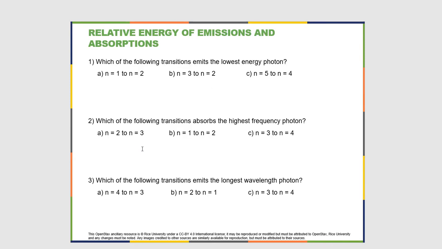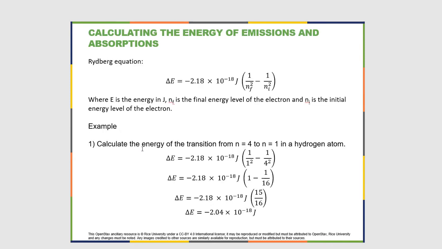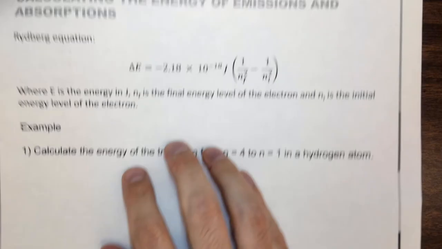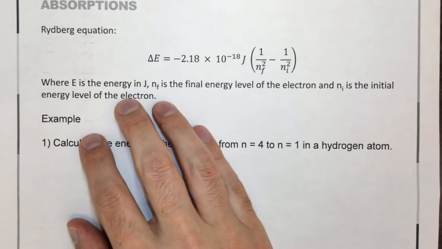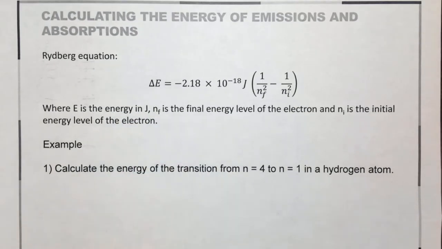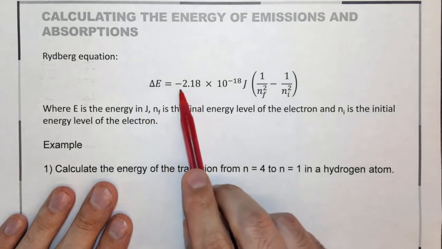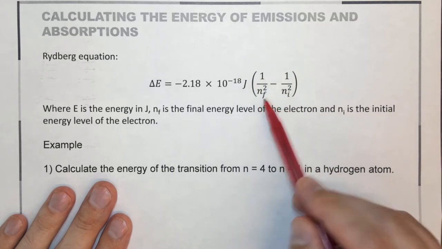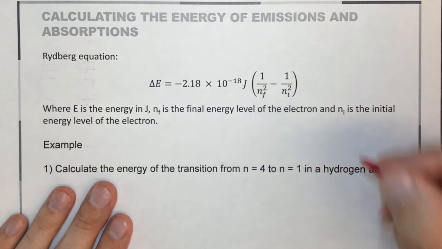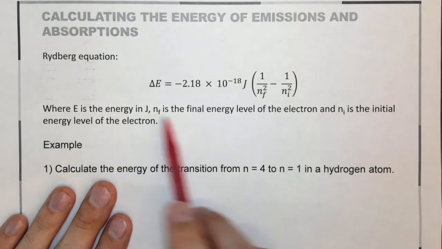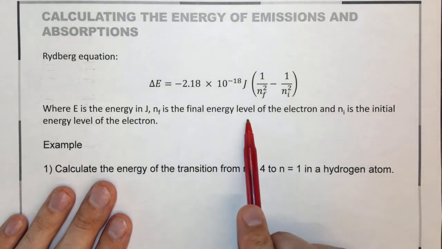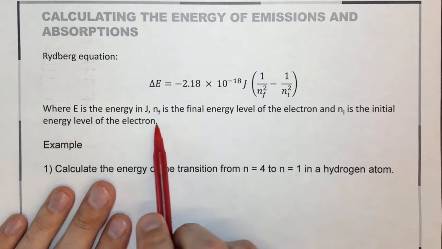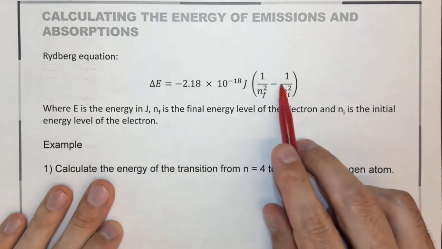The last thing we want to look at is, how can we actually calculate the energy of this transition? And to do that, we want to use something called the Rydberg equation. The Rydberg equation only works for hydrogen. It says delta E equals negative 2.18 times 10 to the minus 18 joules times 1 over nf squared minus 1 over ni squared, where E is energy in joules, nf is the final energy level of the electron, and ni is the initial energy level of the electron. And this is called the Rydberg equation.